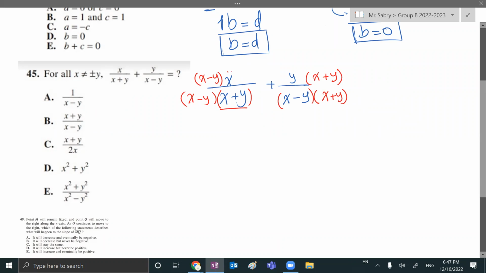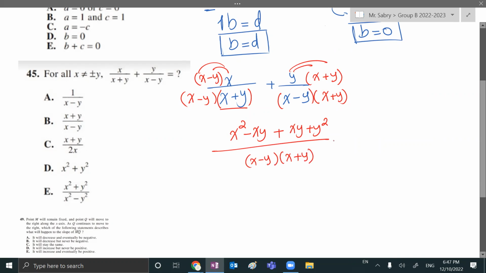Now I'll leave the multiplication for now. Oh, actually, okay, multiply. It becomes x squared minus xy plus xy plus y squared. This is the numerator. So I distributed and I distributed and I got this. For the denominator, I'll have x minus y and x plus y, only once, not 2 times. So far, is there any problem?